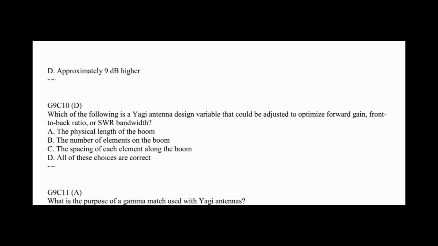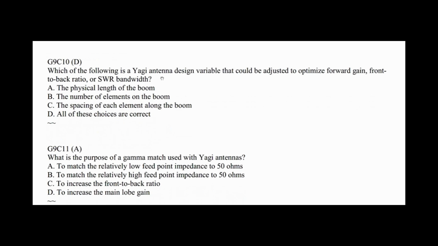G9C10, which of the following is a Yagi antenna design variable that could be adjusted to optimize forward gain, front to back, or SWR bandwidth? Physical length of the boom. Okay. Number of elements, spacing of the elements, all those things can make changes. So the answer is D.